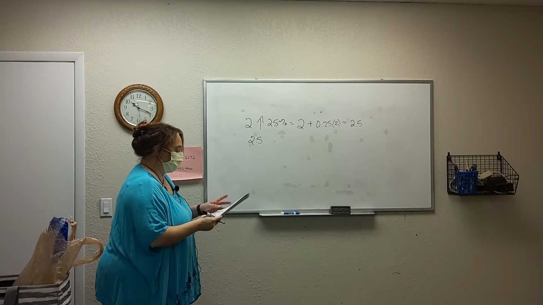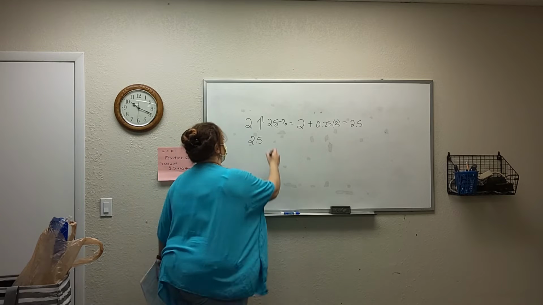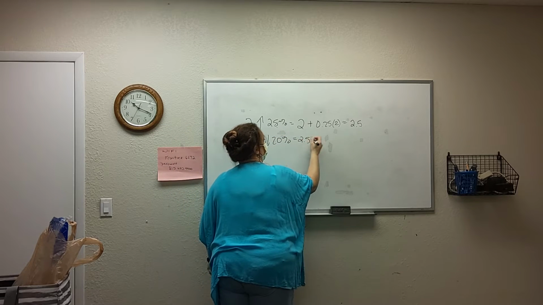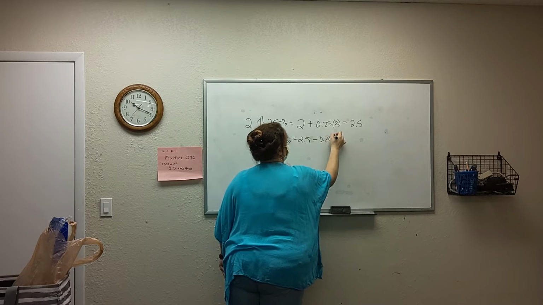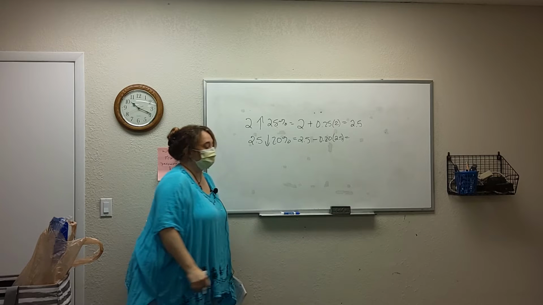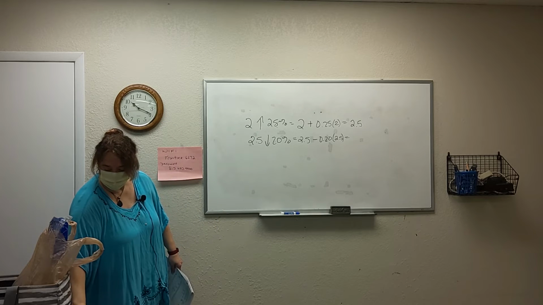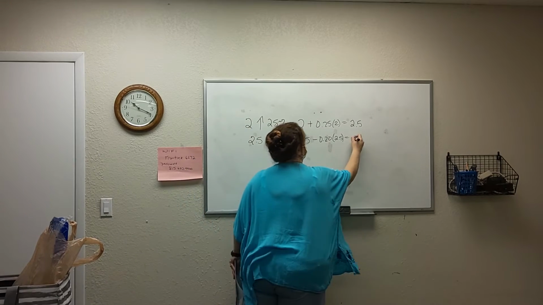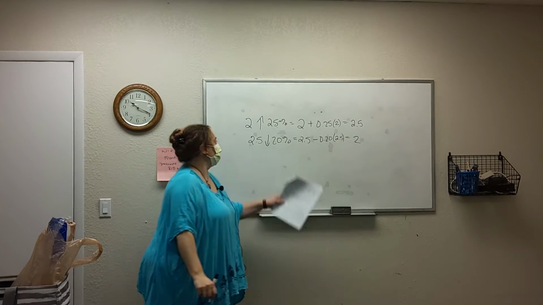Now, once I'm at 2.5, it says that the number is decreased by 20%. So I have to come down 20%. So 2.5 minus 20% times where I'm at, 2.5. Where am I at now? Now I'm back to 2. Well, shoot, I'm back to where I started.